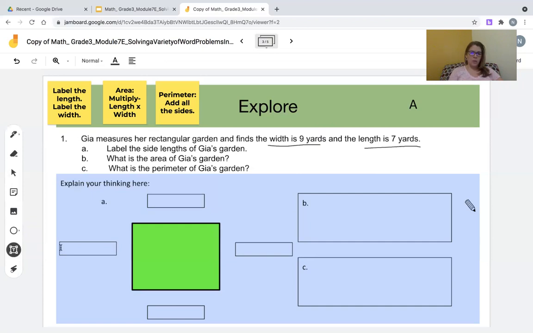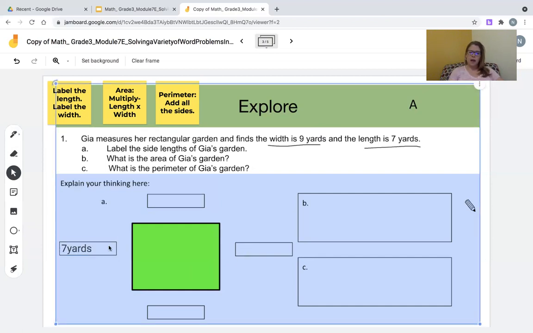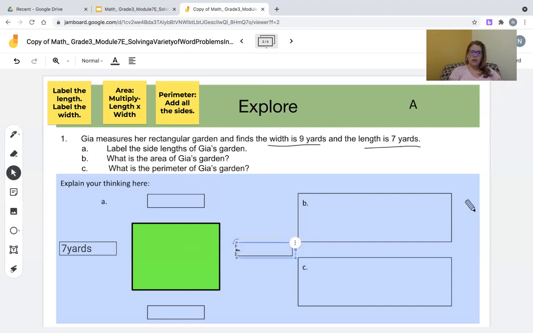So I'll label the width as 7 yards. On the opposite side, I can also label the width, 7 yards. I can label the length, 9 yards, and label the opposite side, 9 yards. I have now used the first to-do step, label the length, label the width, to label the sides of Gia's garden. Step 2, the next question is, what is the area of Gia's garden?